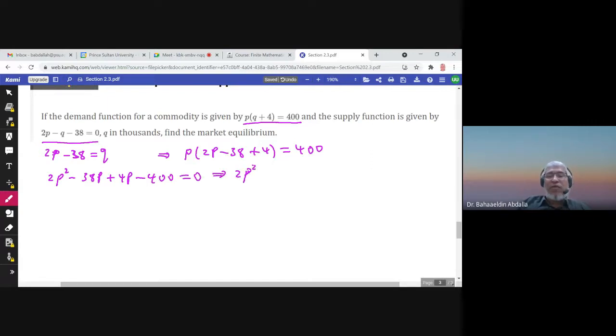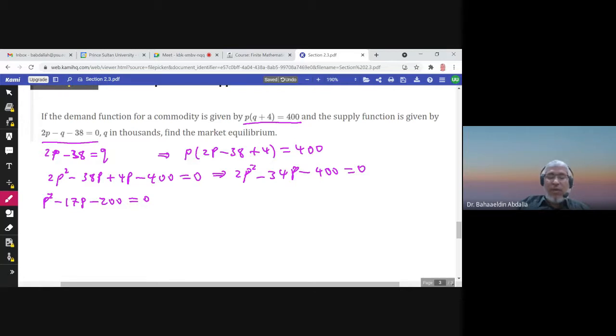So I will have 2p squared, and now negative 38 plus 4 is just negative 34p minus 400 equals 0. Now I have an equation, so I can divide this equation by 2. So the equation would be p squared minus 17p minus 200 equals 0. And this is a quadratic equation, and you can solve this equation either by factoring or by completing the square.